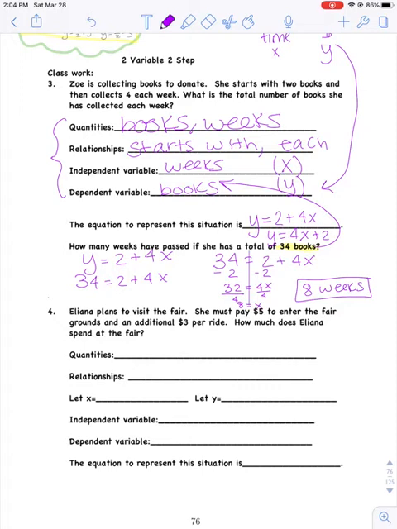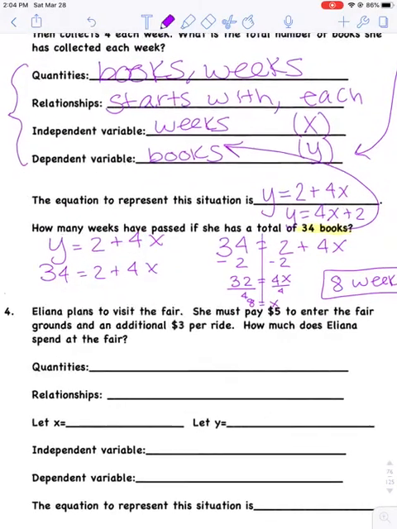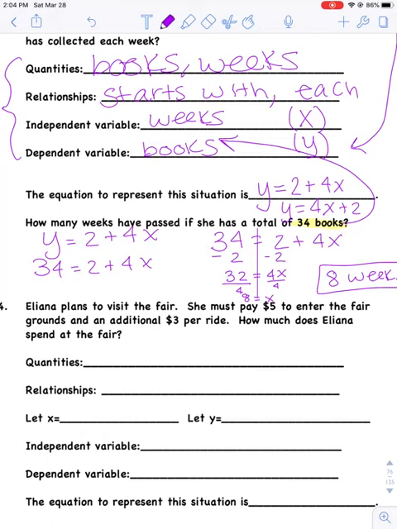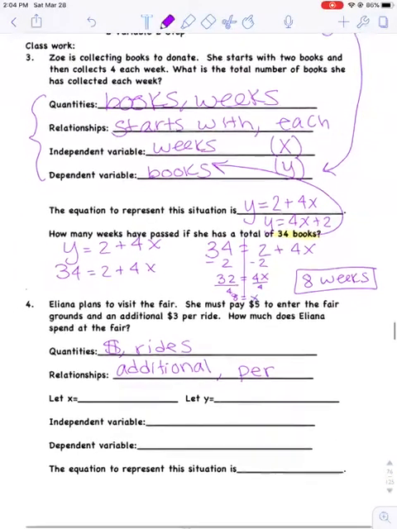Let's try one more of these together. Do as much as you can on number 4, then come back when you're ready to watch. All right, so let's take a look. For my quantities, I see money and rides. For my relationships, I see additional and per.